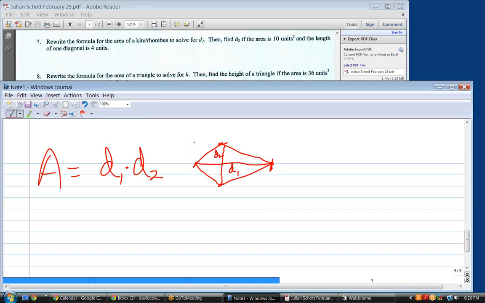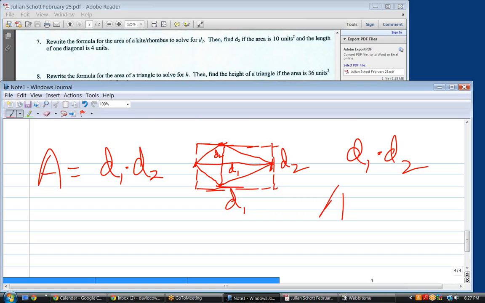Because watch what happens if I draw a rectangle around this kite. What's the base of that rectangle? D2 or D1? D1. This is D1. This is D2. The area of that rectangle would be D1 times D2. And this clearly is not as big as that rectangle. In fact, triangles are half rectangles. That's why the area of a triangle is 1/2 base times height, whereas the area of a rectangle is base times height.